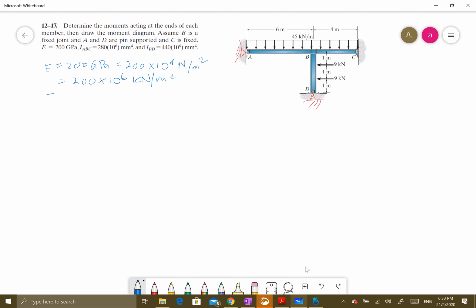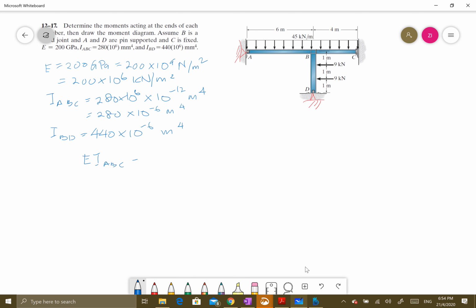Okay, so for I, you have I ABC. It is 280 times 10 power of 6. And to change it to meter, times 10 power of negative 12. Okay, so you get your I ABC as 280 times 10 power of negative 6. So same for I BD. So it should be 440 times 10 power of negative 6 meter 4.